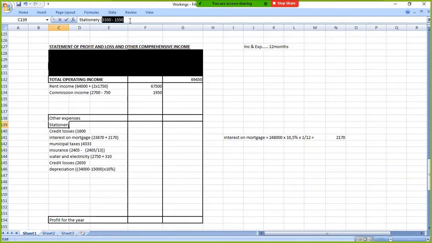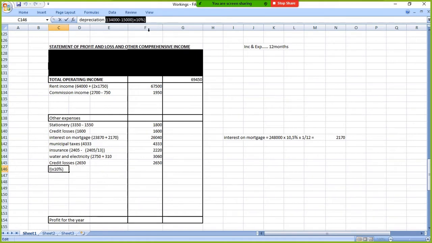So stationery, tally up. Credit losses didn't change. This did change. 4,333. This did change. Work it out. This did change. 2,650, that changed, and then depreciation needs to be calculated.